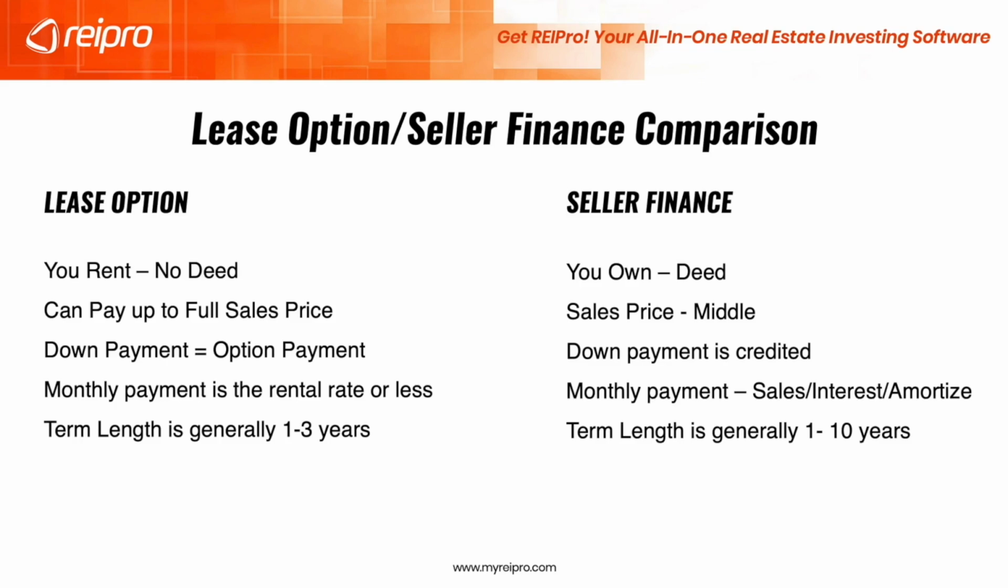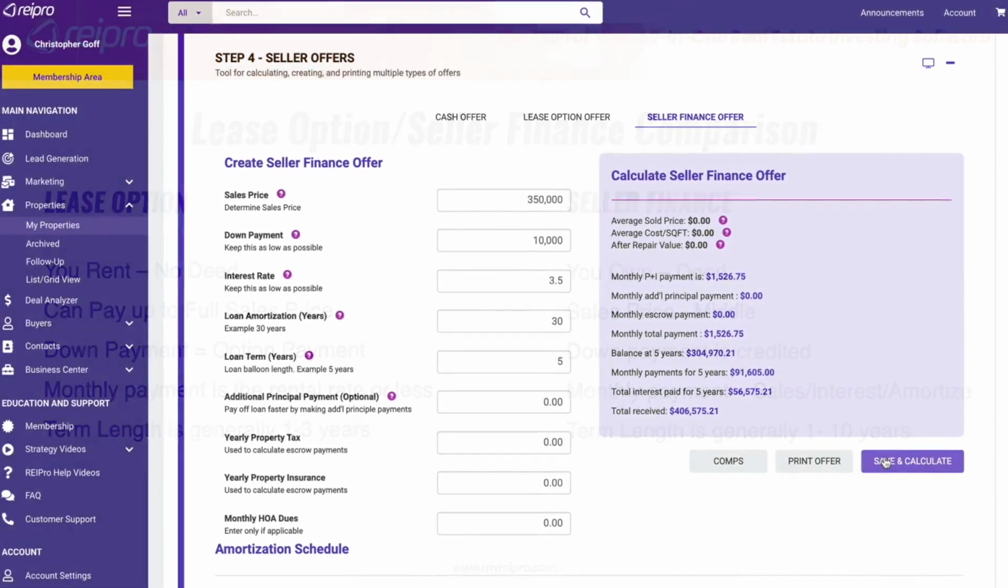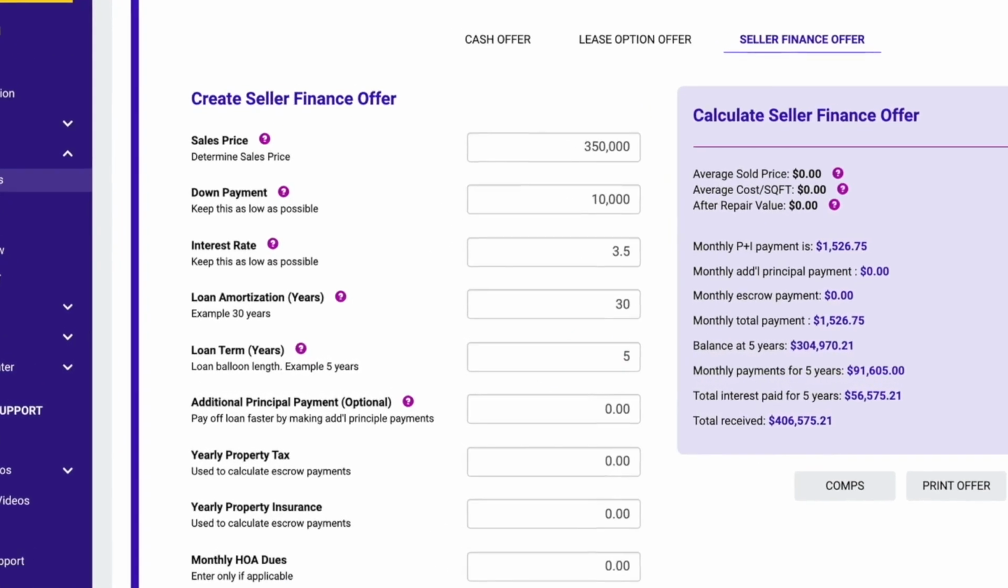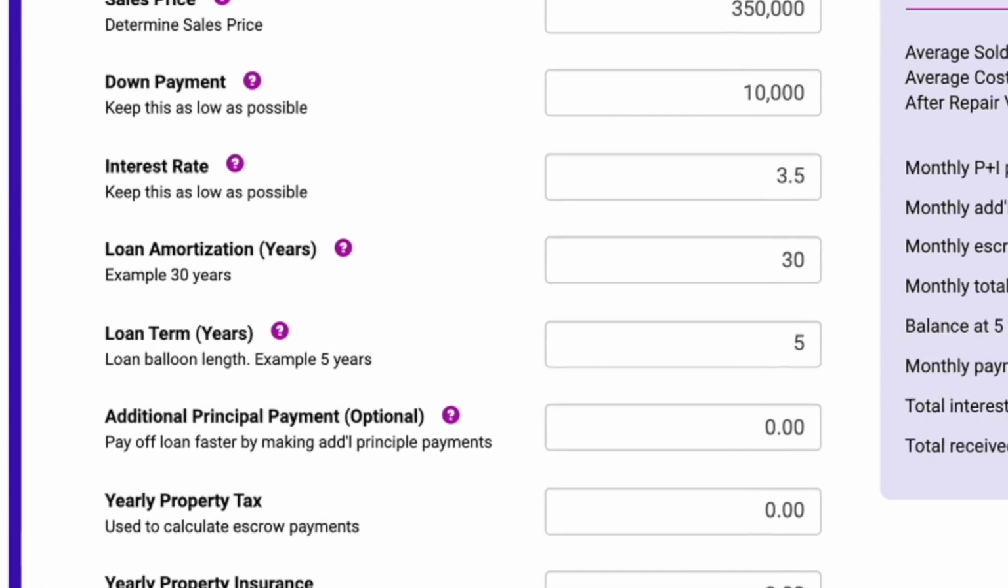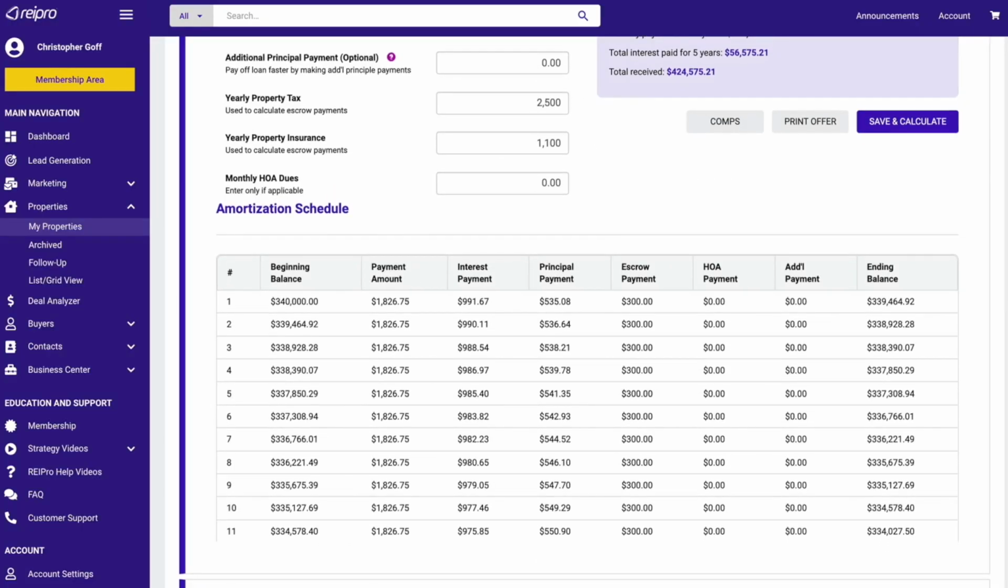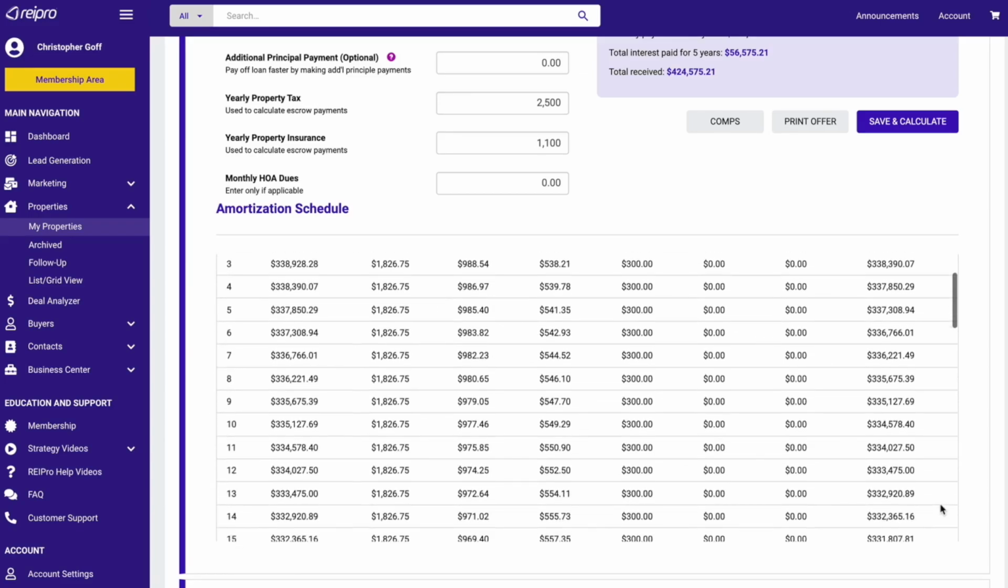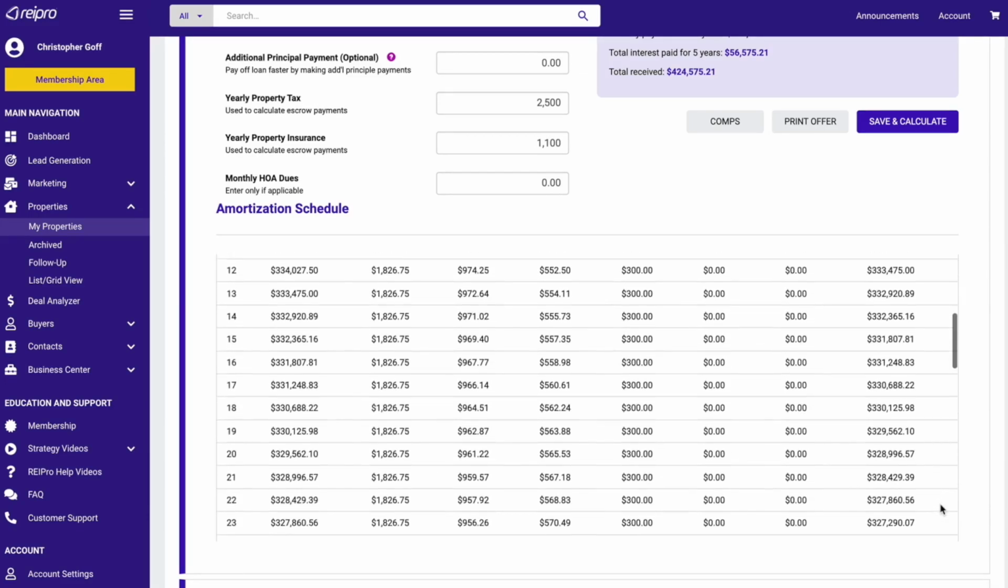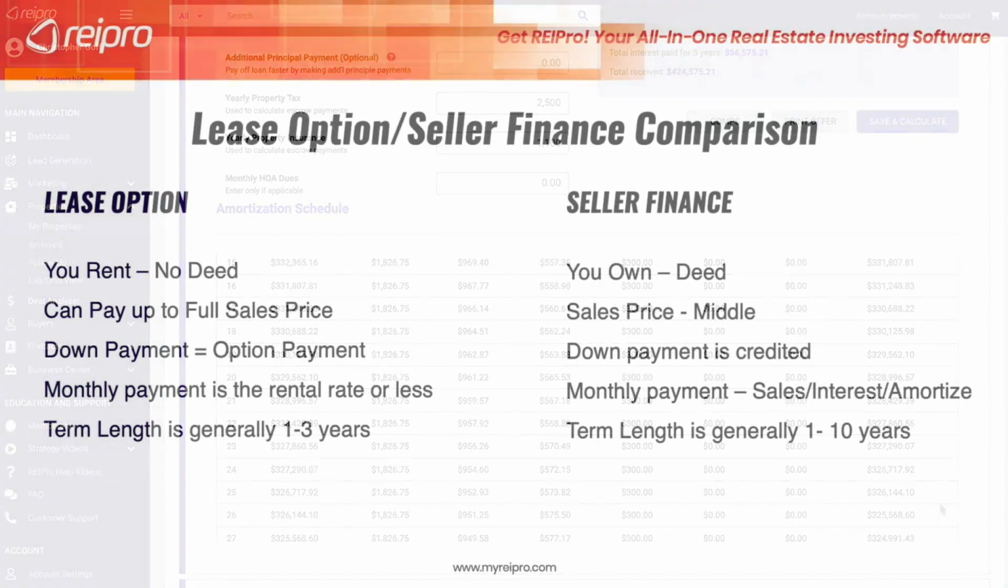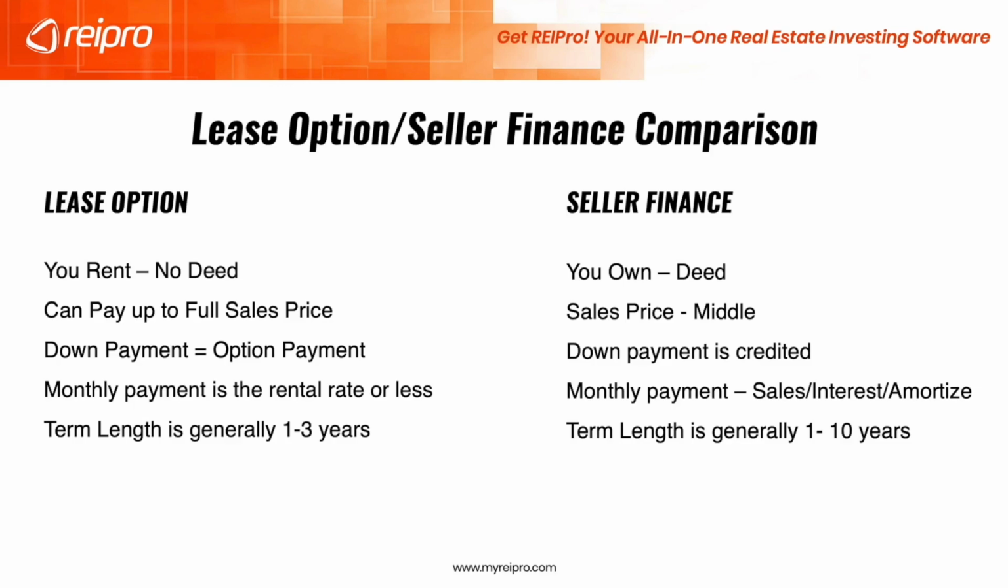Now, even though you amortize the loan out for 30 years, most sellers won't wait 30 years to be cashed out. So we set what's called a balloon. This balloon is the term of 1 to 10 years. So we'll make payments each month for this period of time, and whatever our balance is at that time, we have to cash the seller out by either writing a check or refinancing the loan.